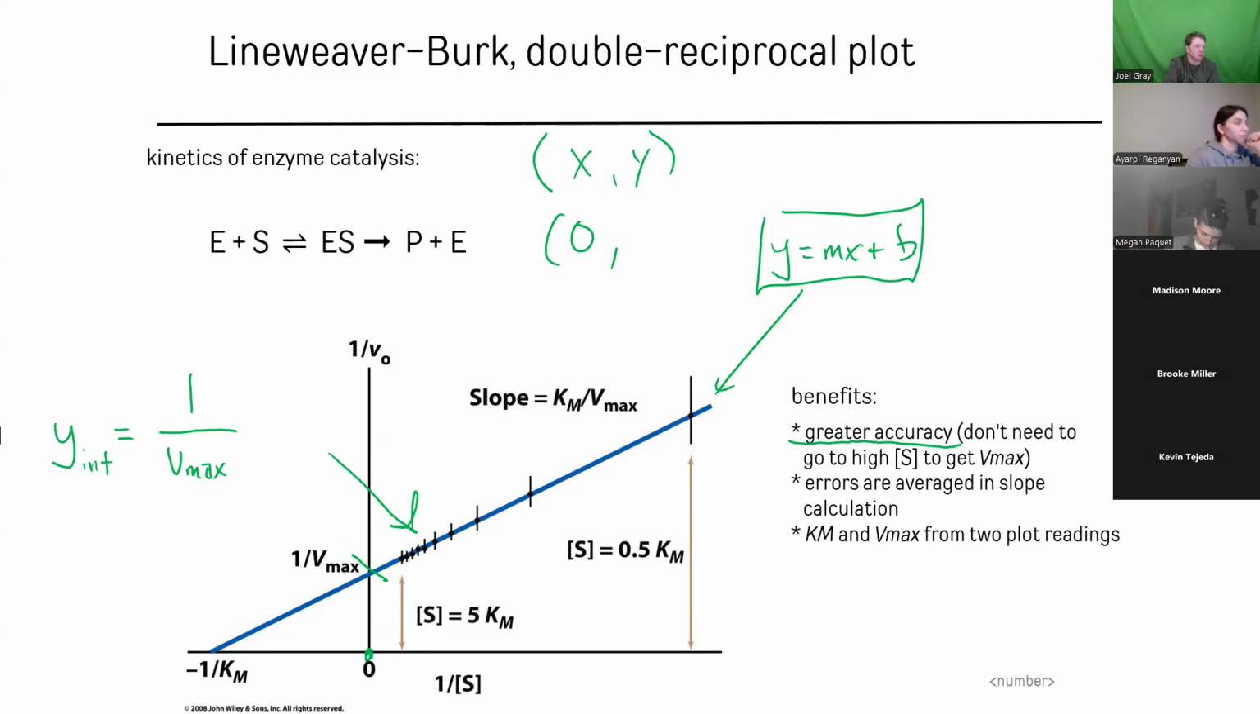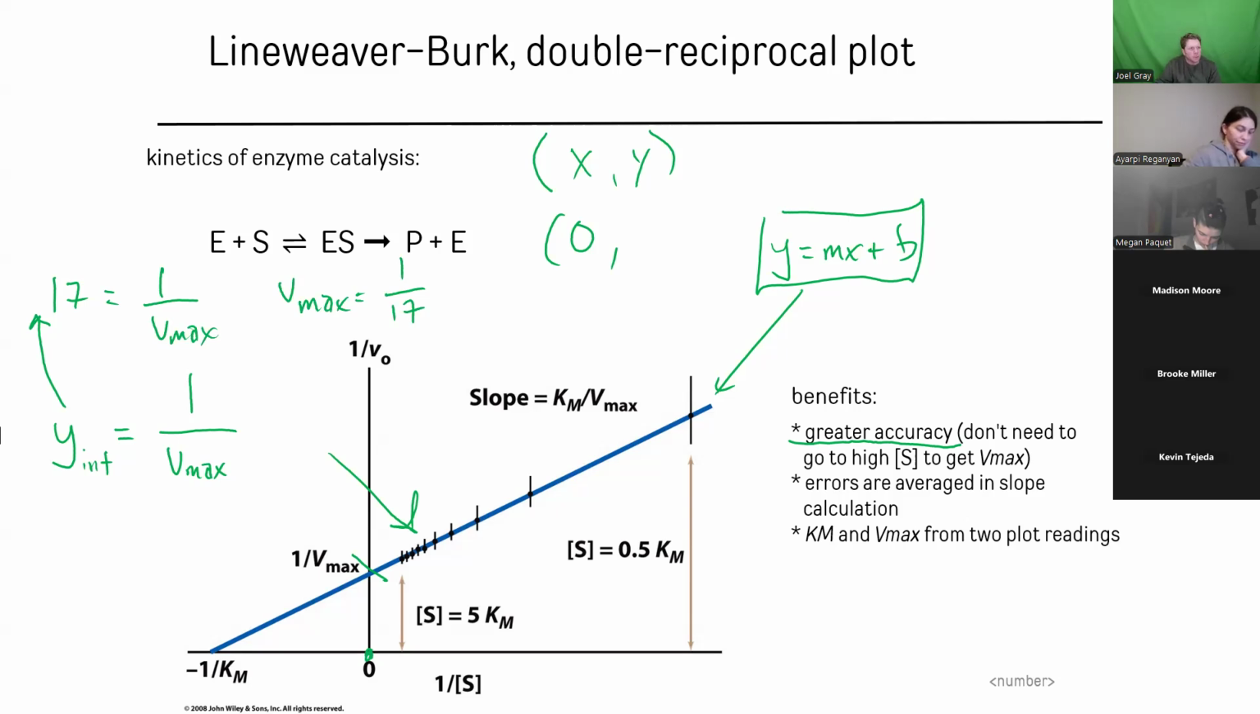Let's say hypothetically that somebody gets a y-intercept of 17. That is my y-intercept. What people have a tendency to make a quick mistake on is they say, well, there we go, my Vmax is 17. Yes, we would say 17 is equal to 1 over Vmax. So we'd do the algebra and we'd say Vmax is equal to 1 over 17.